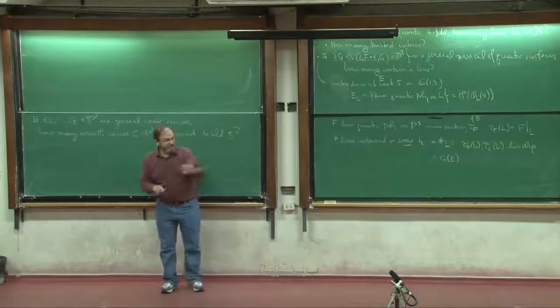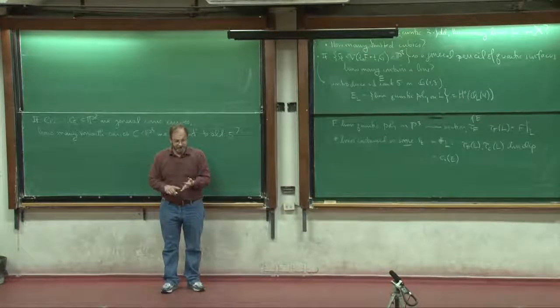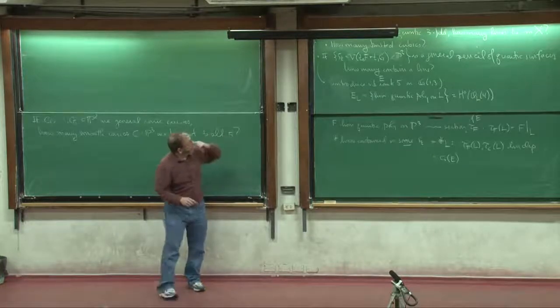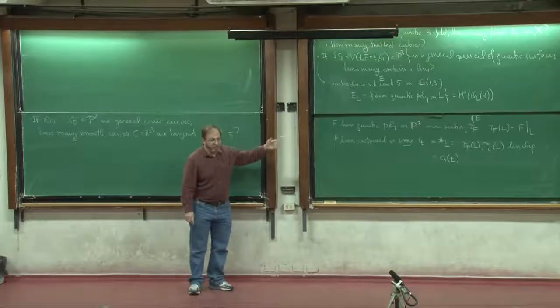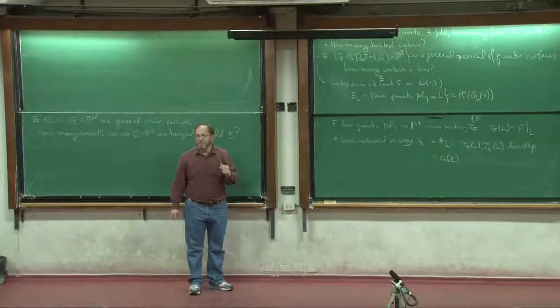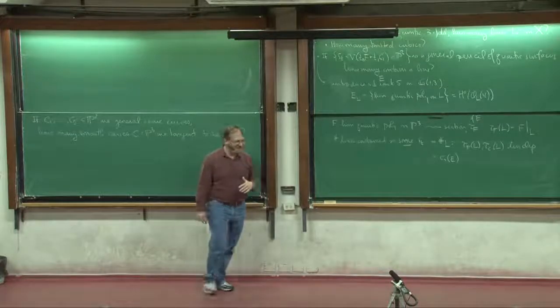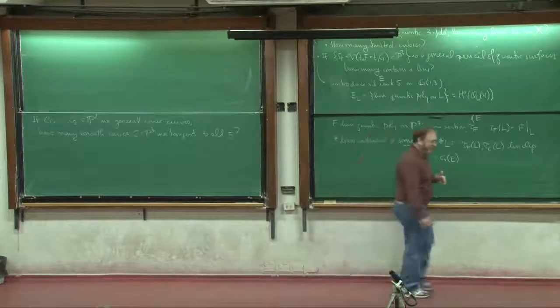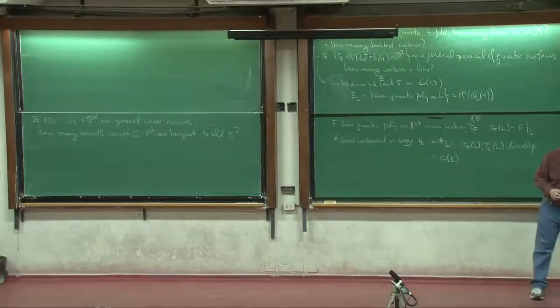The examples are the lines on a cubic surface, lines on a quintic threefold in P4, as Robin says, a septic fourfold in P5, and you can calculate all these numbers. And I don't know a closed form expression for the answer, but it's interesting.